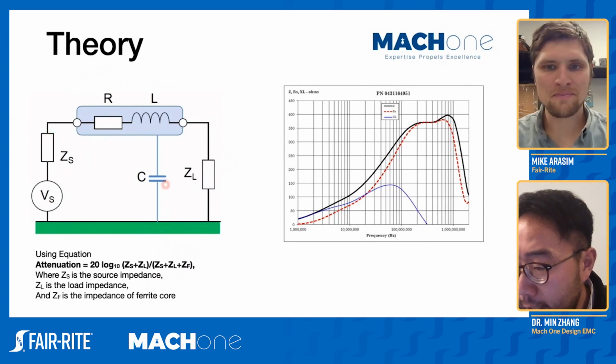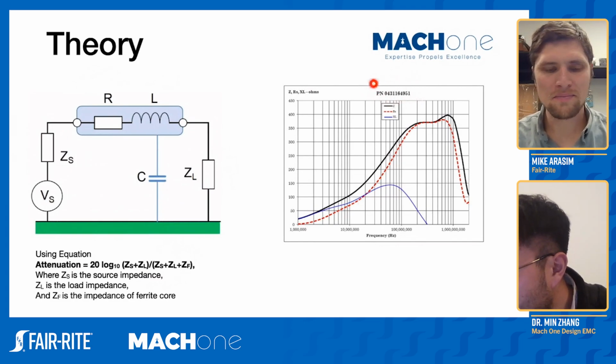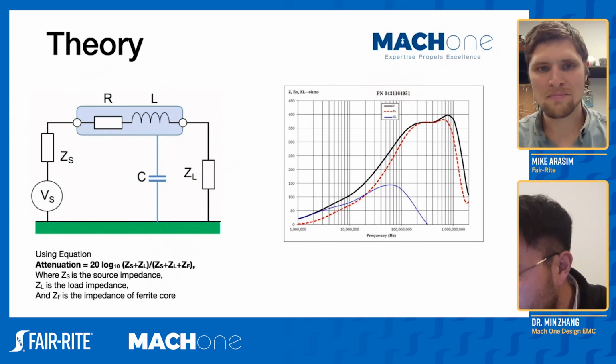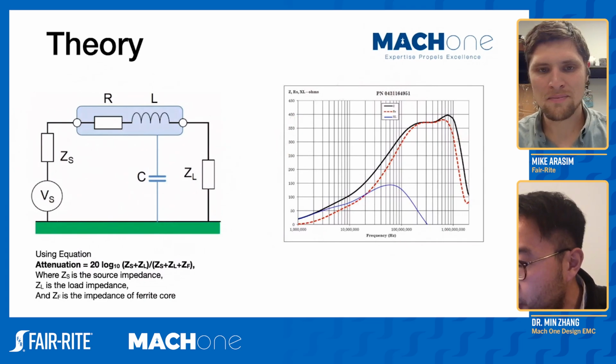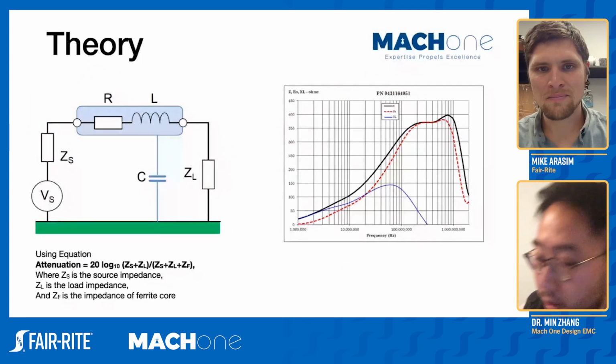So now if we just look at the ferrite core material, I'm using a 0431 ferrite from Fair-Rite, and this gives me the impedance against frequency curve. So Mike, do you want to quickly explain to our viewers, if we have a look at this data sheet, what are the most important information here?